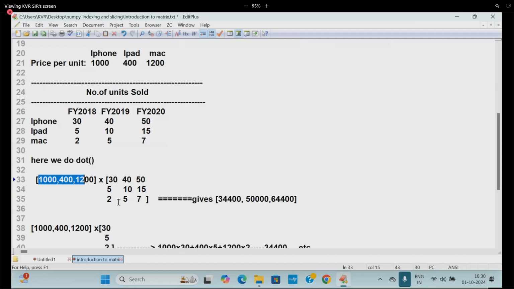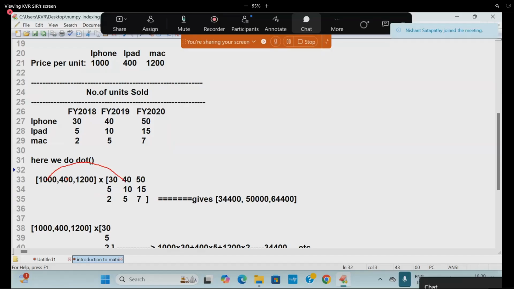Similarly, 1000 into 40, 400 into 10, 1200 into 5. And don't worry about mathematics. Matrix multiplication, you don't need to worry about it. Wherever possible, I am just introducing some problem statement. Are you following? Without knowing mathematical concepts, you can learn data science, there is no doubt in that. Next is 1000 with 50, 400 with 15, 1200 with 7. If you multiply, you'll get it.